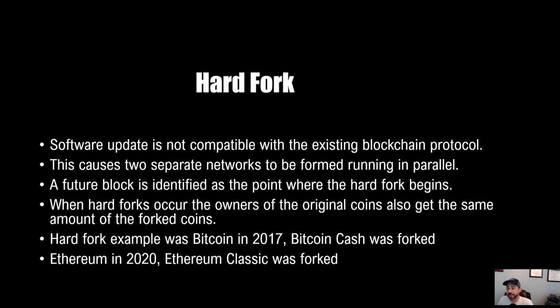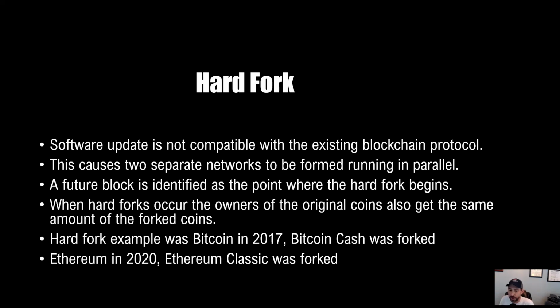Now that's different than a hard fork. It's the same software update going through, but it's not backwards compatible with the existing blockchain protocol. That's a hard fork. This causes two separate parallel networks to be formed. Okay. Basically, it identifies a future block. It says this block right here is where the hard fork is going to begin. Now, when the hard fork occurs, the owners of the original coins also get the same amount of the forked coins. And there are a lot of examples.